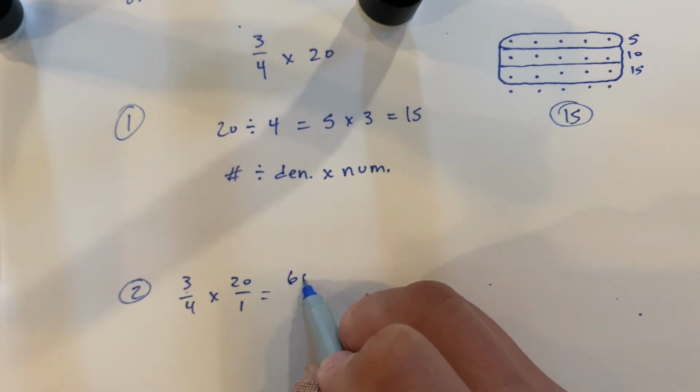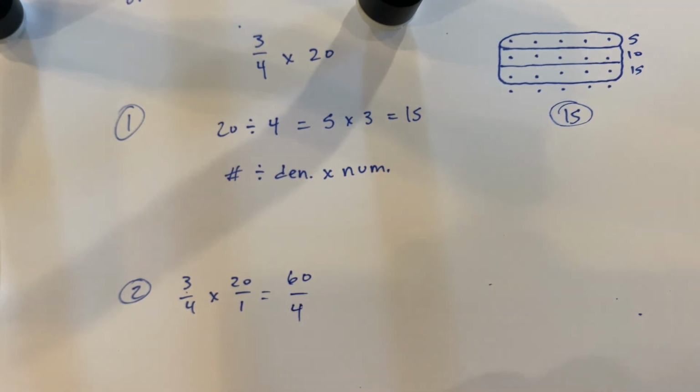So 3 times 20 is 60. 4 times 1 is 4. Simplify it as 60 divided by 4, and I'm going to tell you it's 15.